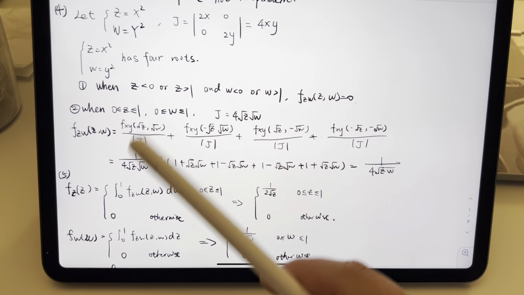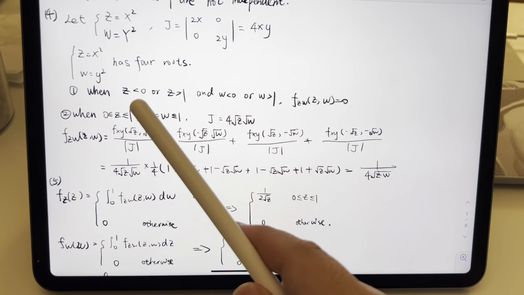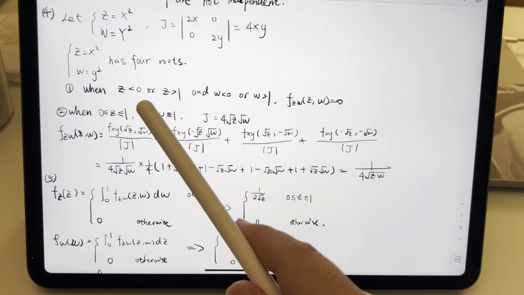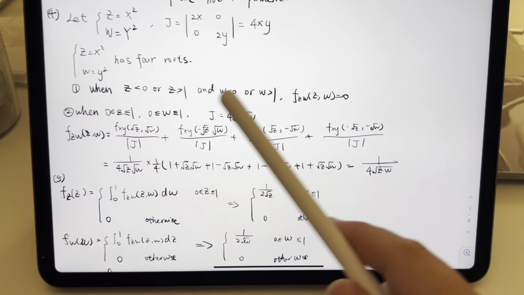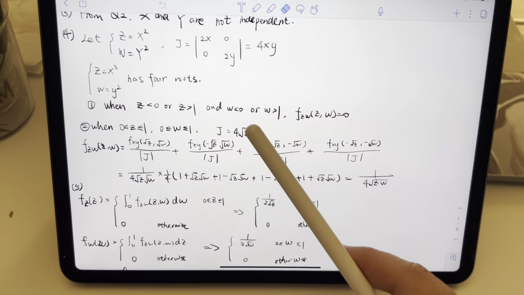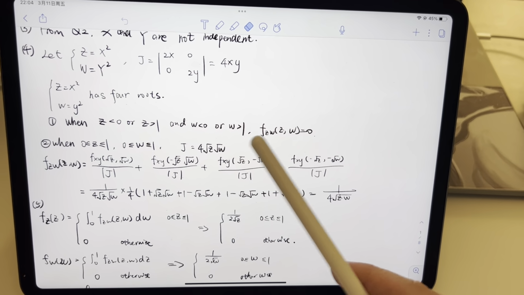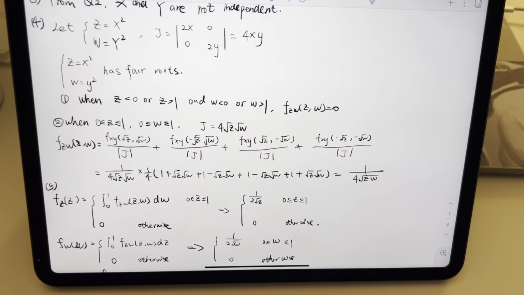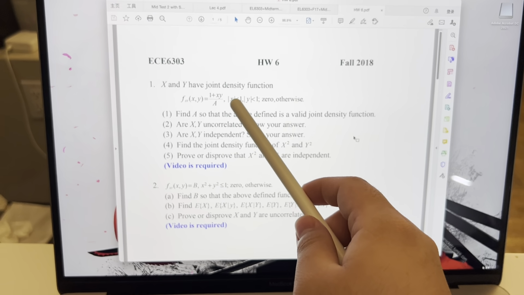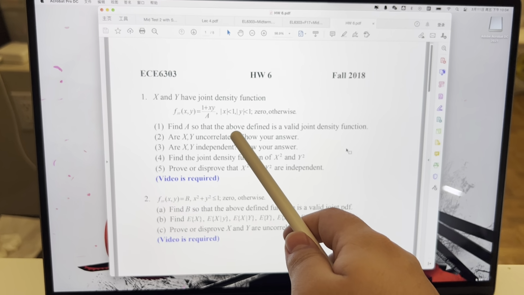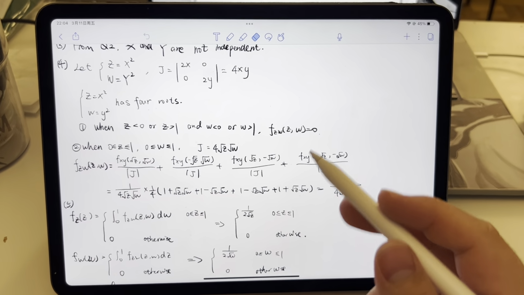So when z is less than 0 or z is larger than 1, or w is less than 0 or w is larger than 1, it equals 0, so it's not in the range, because it told us that x and y are all less than 1 and larger than negative 1. So this is equal to 0.